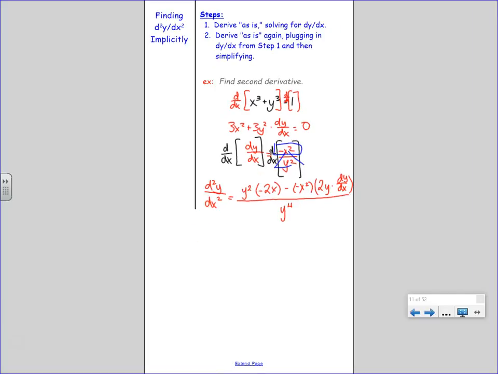We have a second derivative over here on the left, but we have this nasty dy/dx that's in our way. I'm going to make this look prettier. Negative 2xy squared plus 2x squared y. Question: why didn't I write dy/dx in there? Plug in dy/dx from step 1. Step 1 said find dy/dx. Who was dy/dx? That one right there. Plug him in.